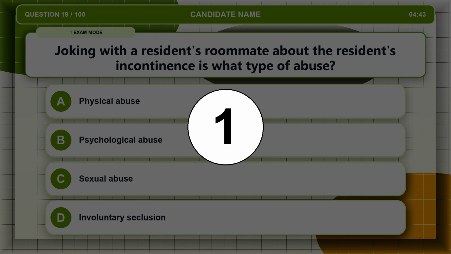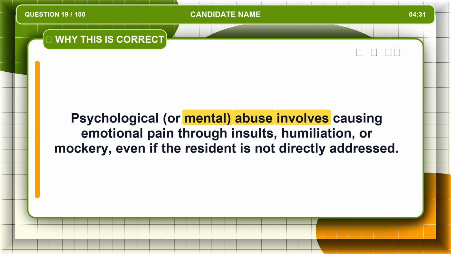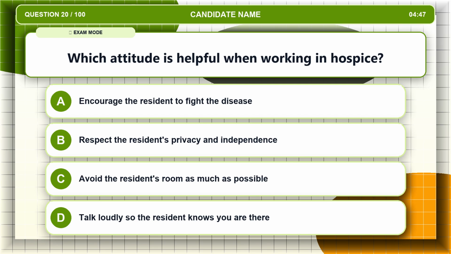The correct answer is option B, psychological abuse. Psychological or mental abuse involves causing emotional pain through insults, humiliation, or mockery, even if the resident is not directly addressed.